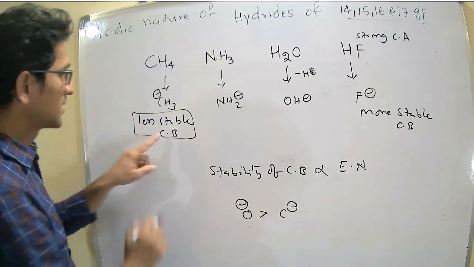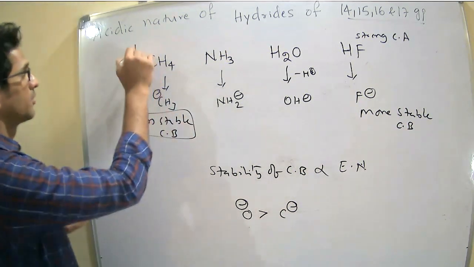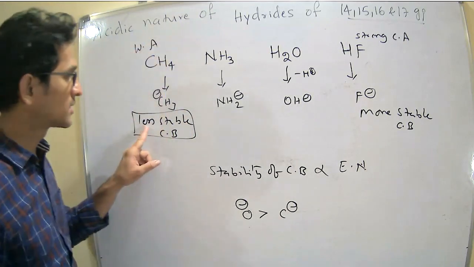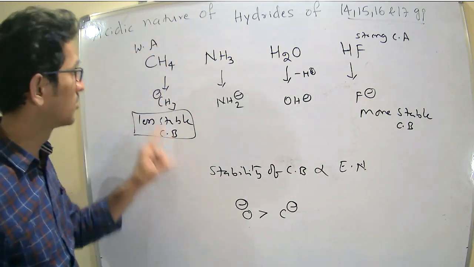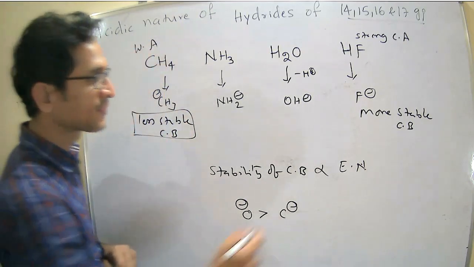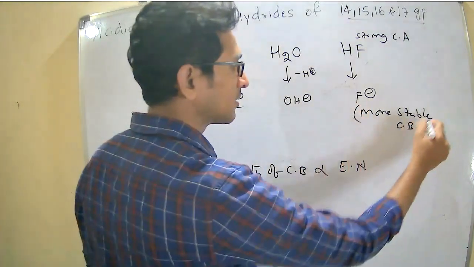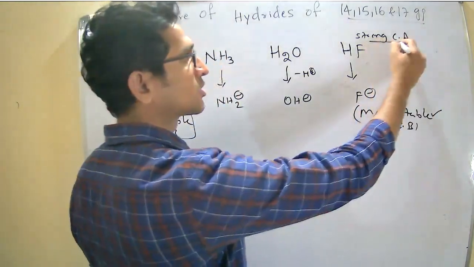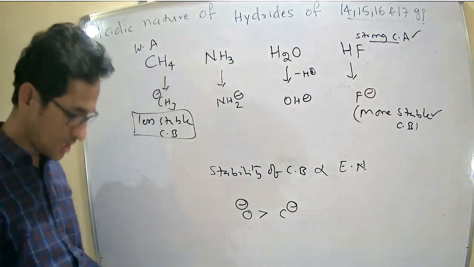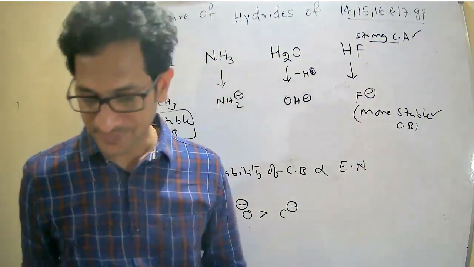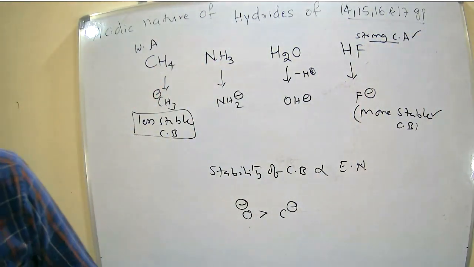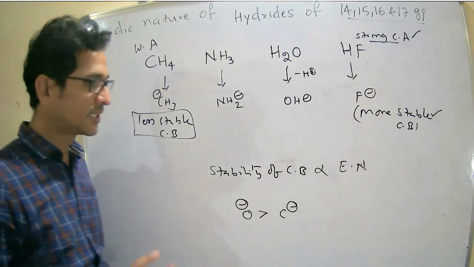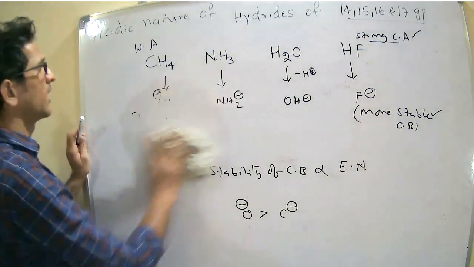Once the conjugate base is less stable, weak acid. Once the conjugate base is more stable, strong acid. Like that, you can practice so many things. Then we will discuss the 3 examples and wind up.